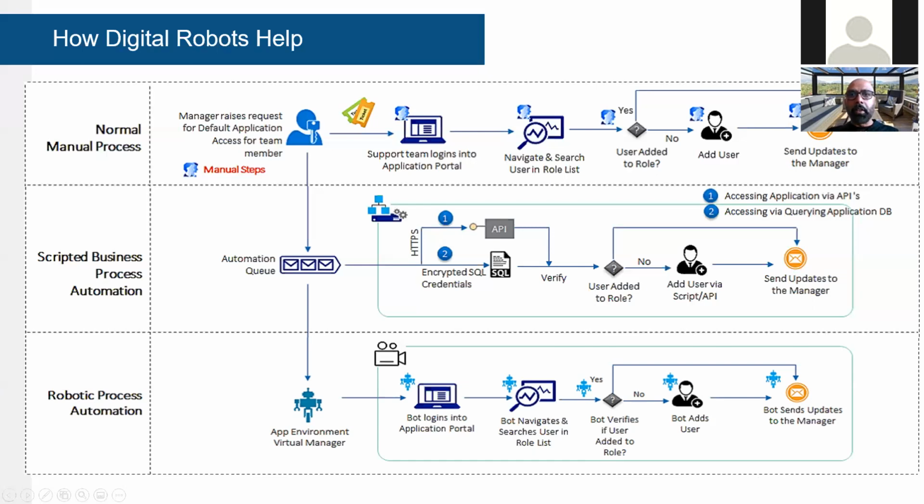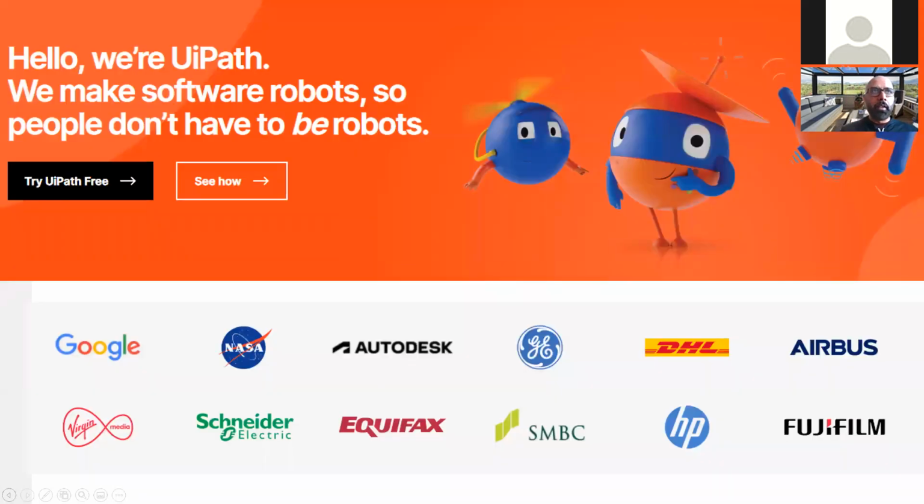So this is just a quick introduction to robotic process automation. If we look here, UiPath is a leader in robotic process automation. They are the ones who mostly started it, where digital robots can do a lot of work which humans do.